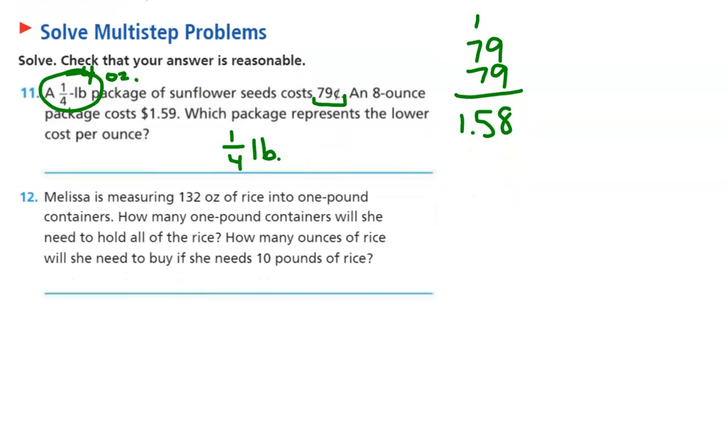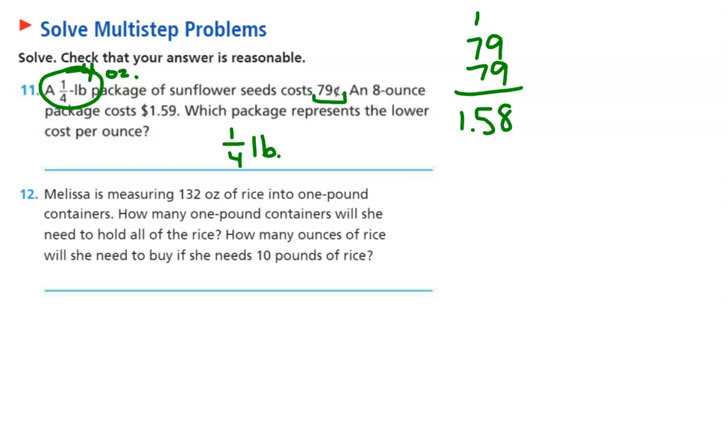Okay, I'm going to rush through number 12 because I want to help you here too. Melissa is measuring 132 ounces of rice into 1-pound containers. How many 1-pound containers will she need to hold all of the rice? How many ounces of rice will she need to buy if she wants 10 pounds of rice? Well, let's start first. You would do 132 divided by 16. And the reason you're going to do that is because you're converting it to a smaller unit. And so that means you're going to divide.